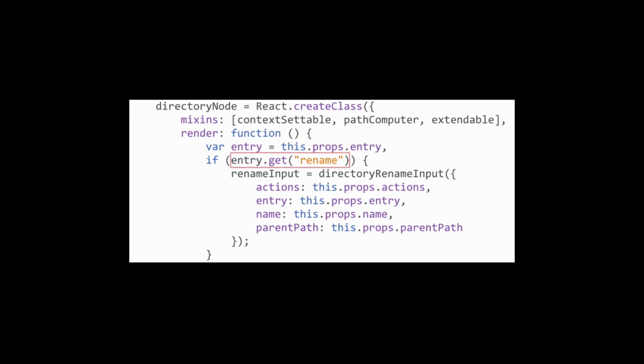And when you do that, I could have put that as state in here, right in the directory node, but instead, that's done in the view model. It actually looks in the view model and says, okay, is there a rename flag on this particular entry? And if there is, I'm going to render the directory rename input rather than just the one that lists the name.